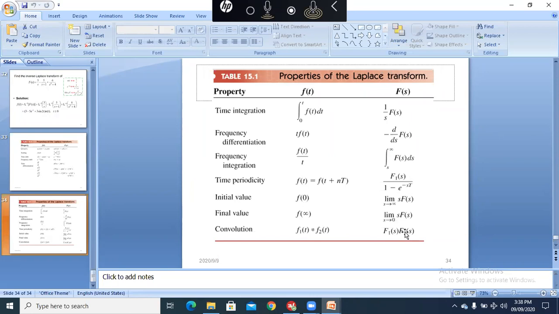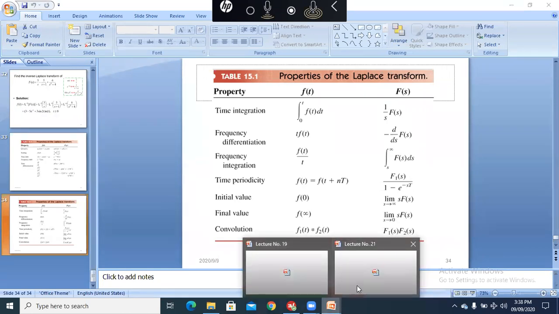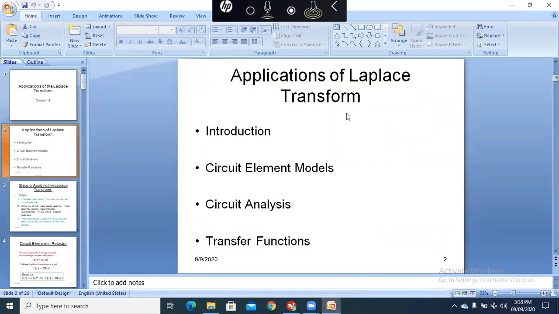So these are the properties which we can use for the application of the Laplace transform in circuit analysis. Today we start the application of the Laplace transform for circuit element models, and we analyze different circuits and their transfer functions. We will study the circuit element models and some of the circuit analysis techniques which we have used in the frequency domain and time domain.